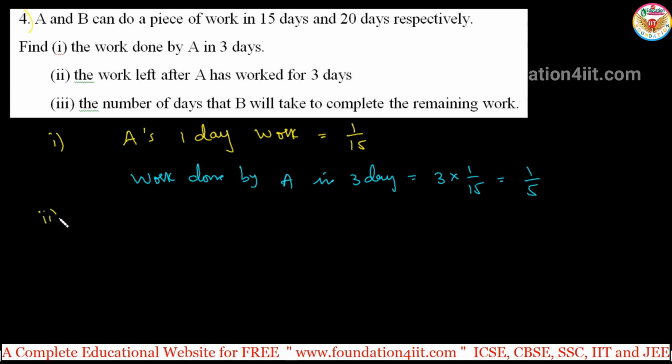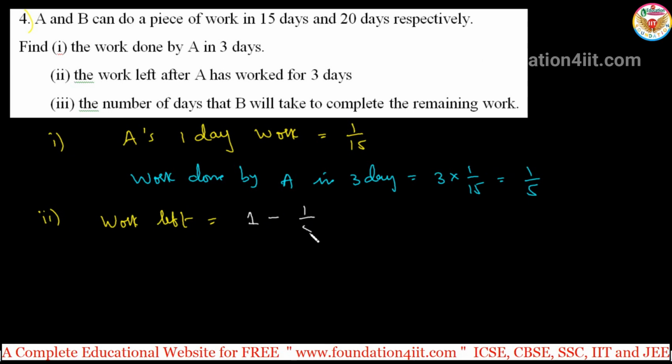Next one. The work left after A has worked for 3 days. To find this, let the total work be 1. From that, 1 by 5th of the work is completed. So 1 minus 1 by 5, that is 5 minus 1 by 5, which is 4 by 5. So 4 by 5 part of the work is left now.